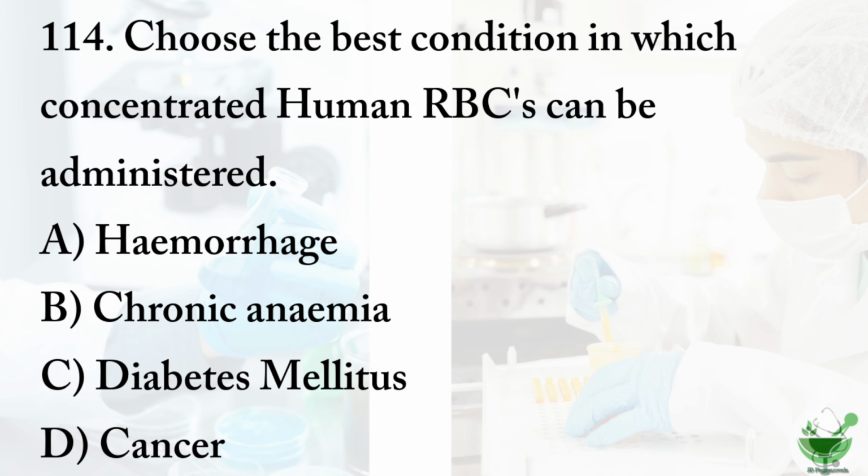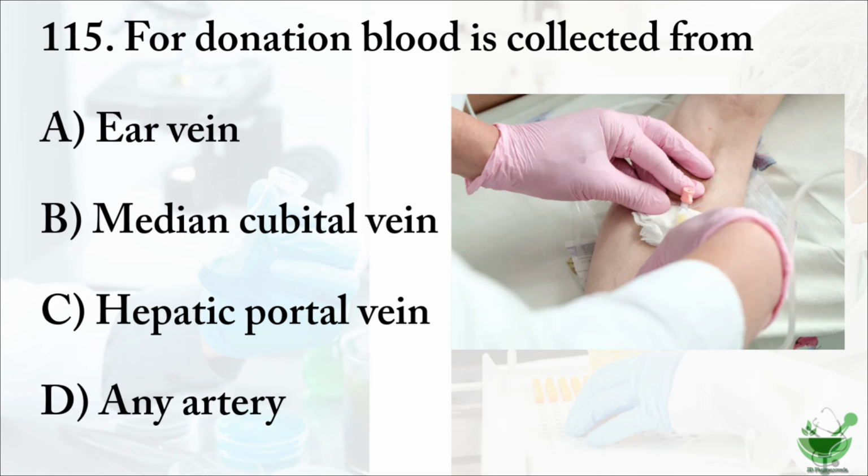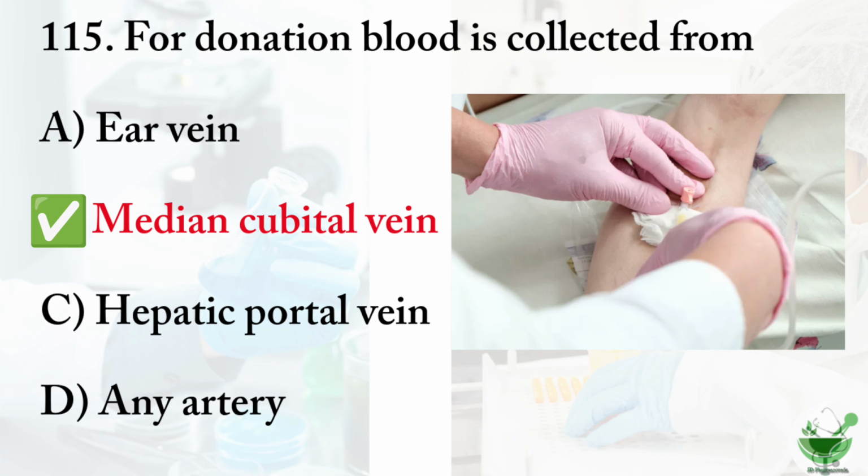Then question number 114. Choose the best condition in which concentrated human RBCs can be administered. Option A hemorrhage, option B chronic anemia, option C diabetes mellitus, option D cancer. The correct option is option B chronic anemia. Then question number 115. For donation of blood, the donated blood is collected from option A ear vein, option B median cubital vein, option C hepatic portal vein, and option D any artery. The correct option is option B median cubital vein.